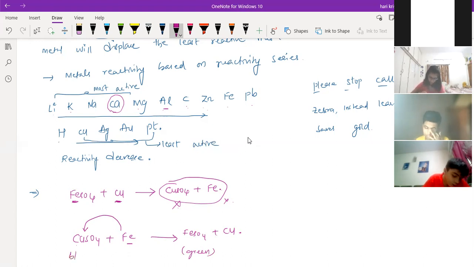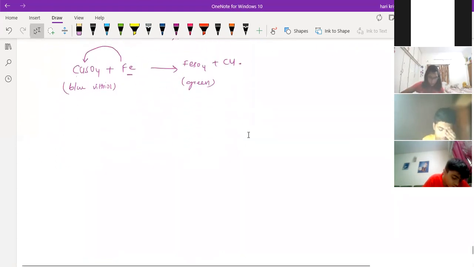Copper sulfate is called blue vitriol, a blue color solution. So what does vitriol mean? It's a chemical name. That's all. It just describes the color of the solution.